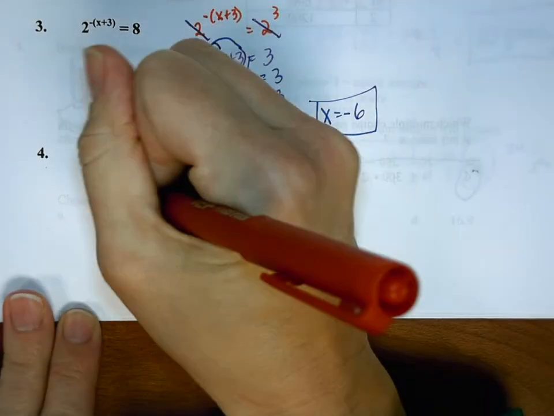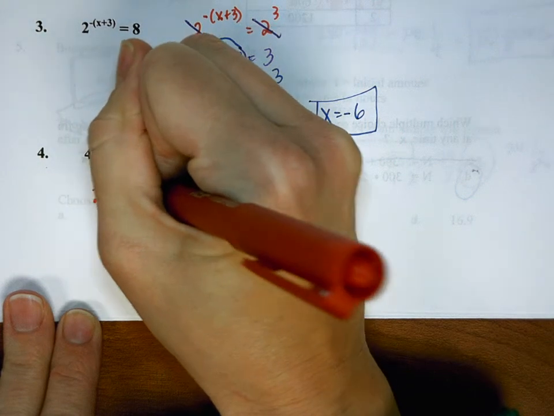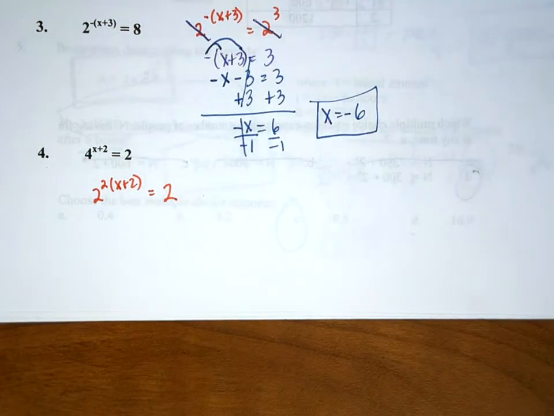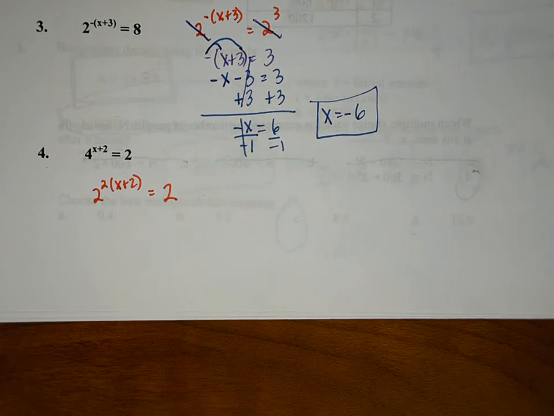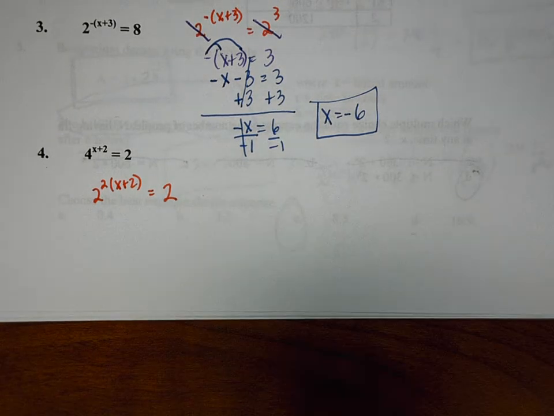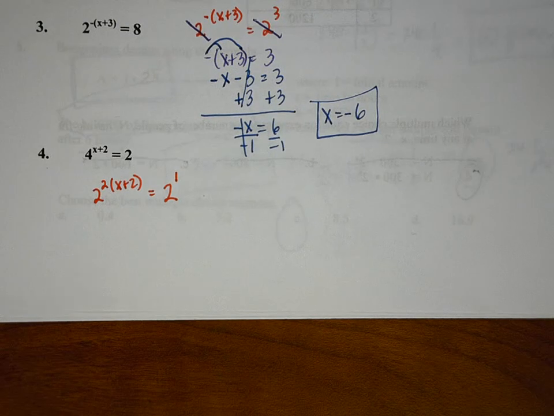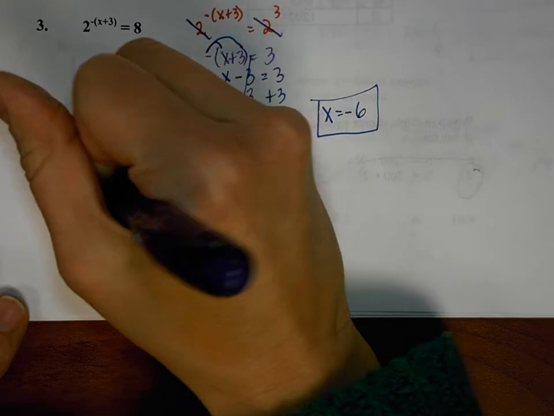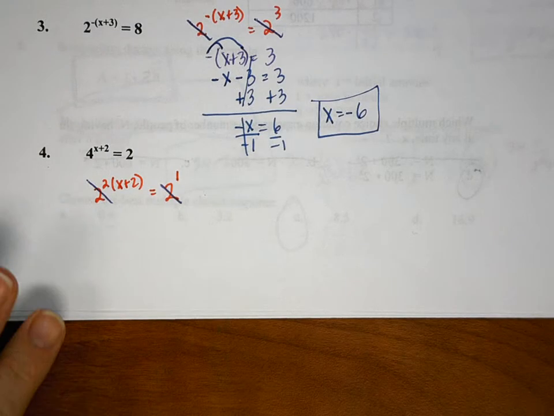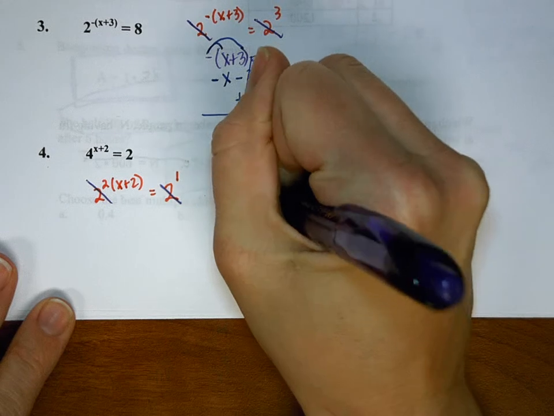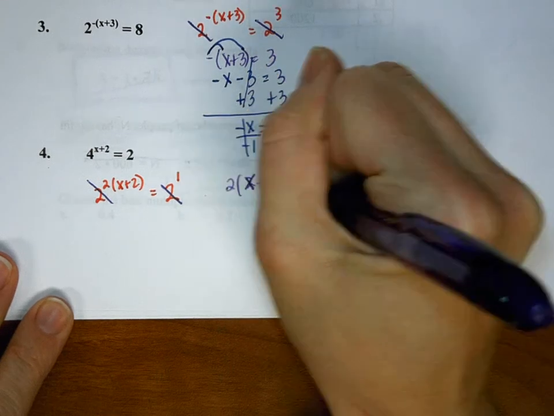So that means it's going to be 2 times x plus 2, so you distribute it, equals 2. And what exponent is the 2 on the right side? 1. Good. So if it doesn't state it, you need to write it. Otherwise, you're not going to figure out the problem right without having that 1 there. Okay? So now that our bases are the same, we cancel these out. So our equation is 2 times x plus 2 equals 1.